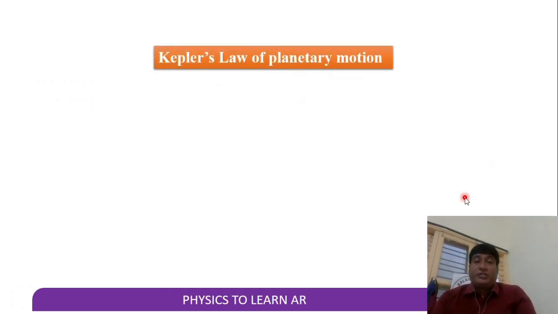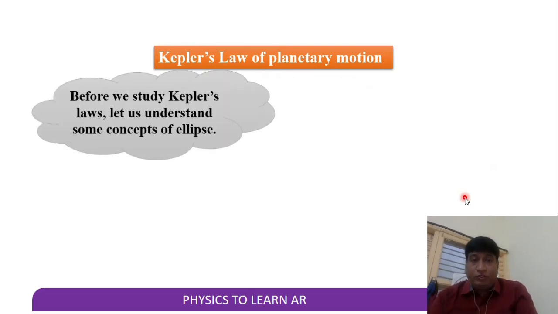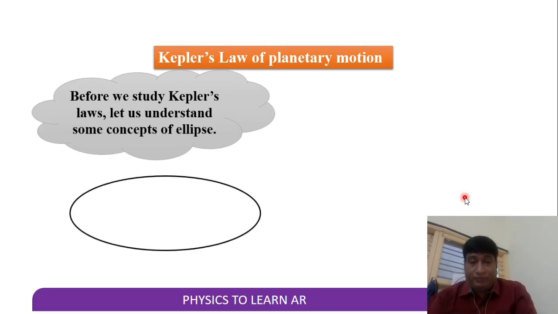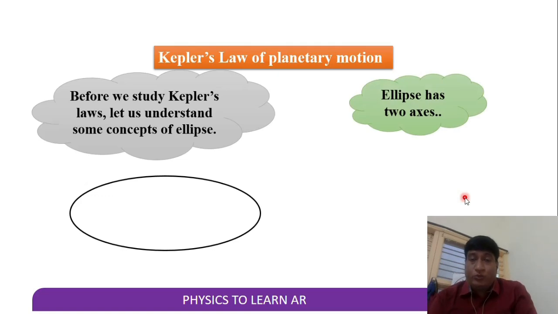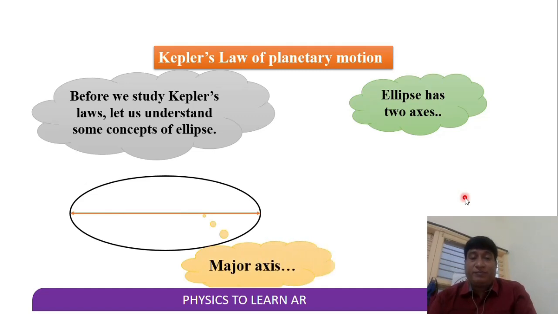Based on this, we have the laws called Kepler's laws of planetary motion. Kepler gave 3 laws. Before we study Kepler's laws, let us understand some concepts of the ellipse. An ellipse has 2 axes. One we can call the major axis, and the other the minor axis.